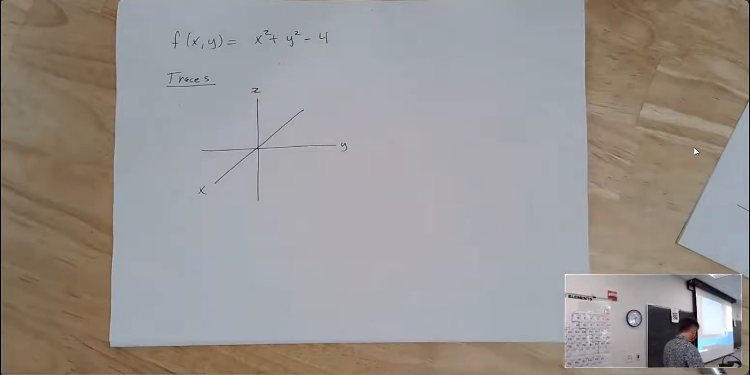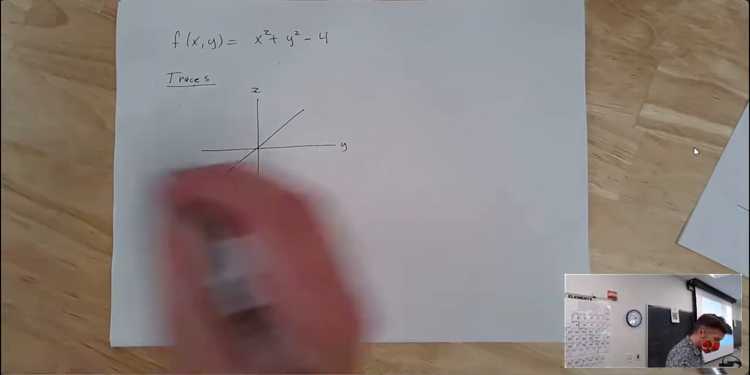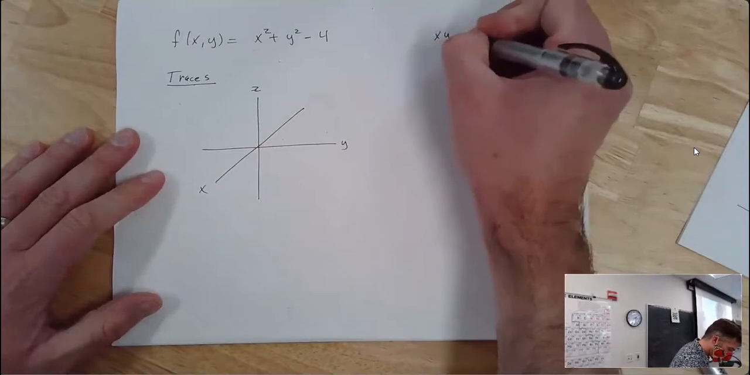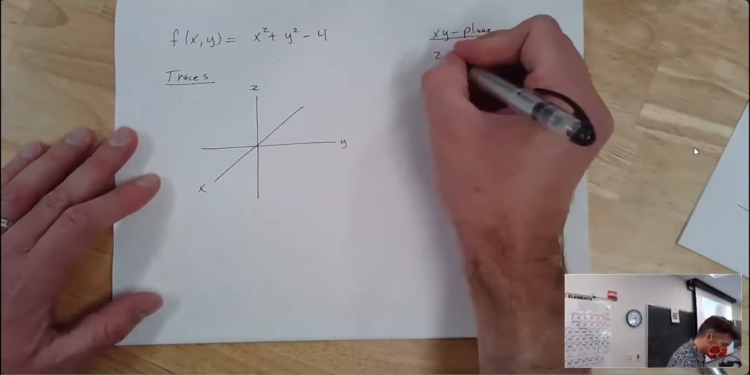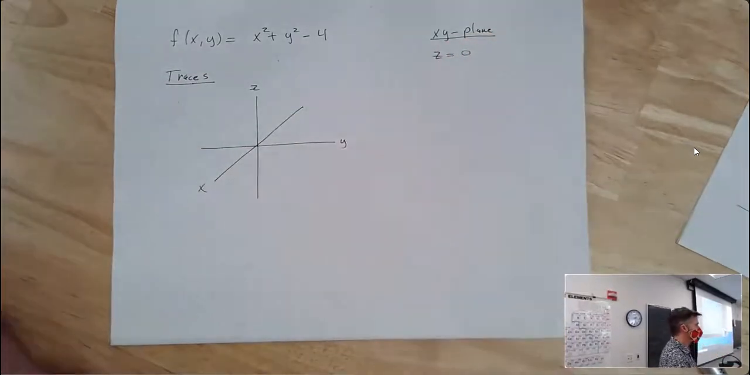If you're in the xy plane, you haven't gone up or down, right? You're at the ground level, essentially. If you're on the xy plane, what do we know? We know z equals 0.